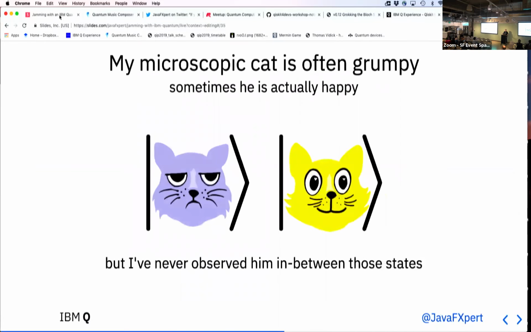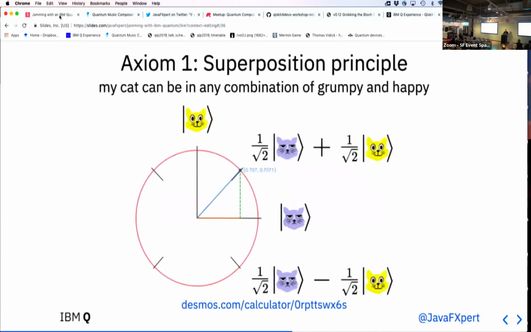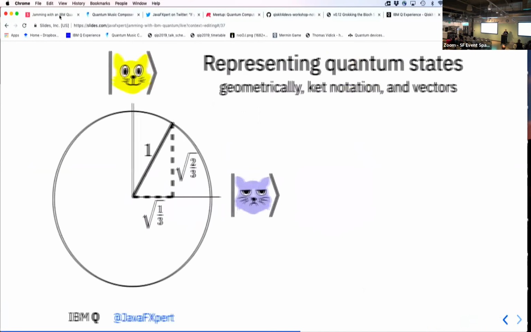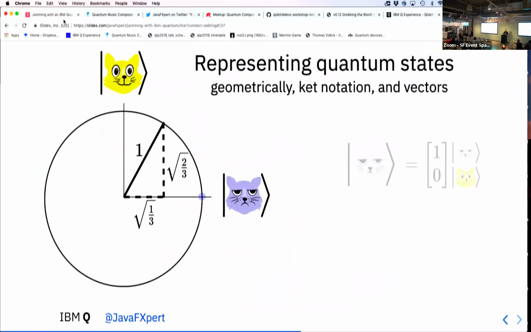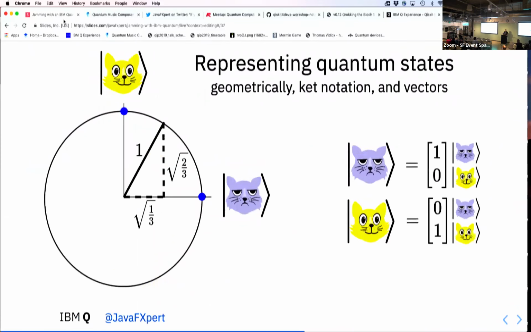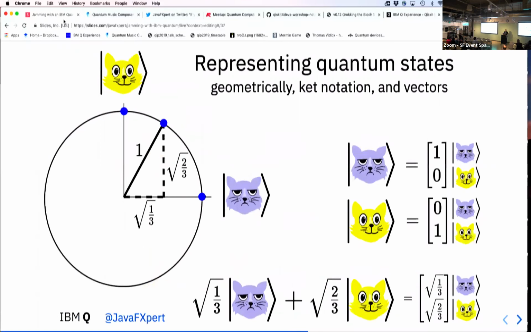So I have this cat, and my microscopic cat is sometimes happy and sometimes grumpy. But I've never seen my cat in any state in between those two states. Whenever I observe my cat, it is either grumpy or happy. So we have one principle. Our first axiom is the superposition principle, which says my cat can be in any combination of grumpy and happy. Now this is a review for you, right? So my cat can be fully grumpy, my cat can be fully happy, or in some superposition of grumpy and happy. So probably no questions at this point, right?